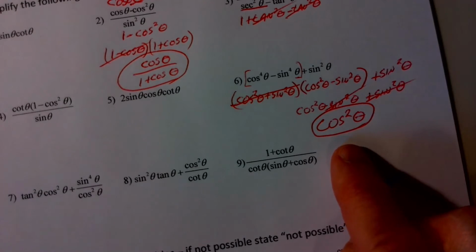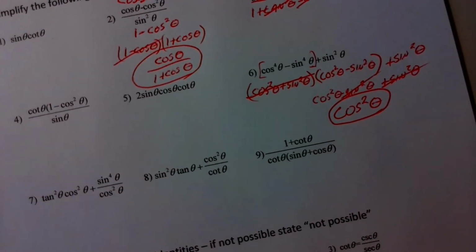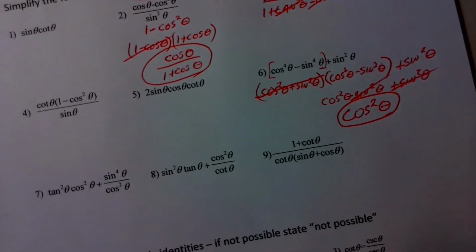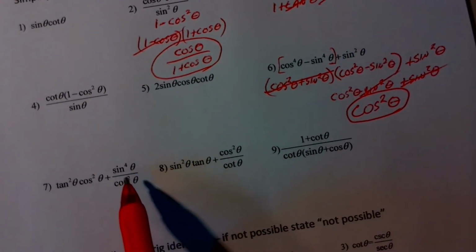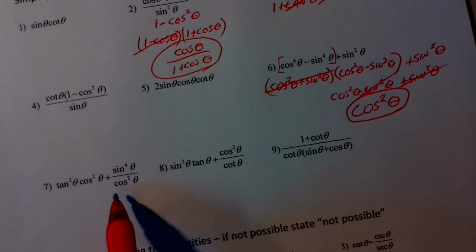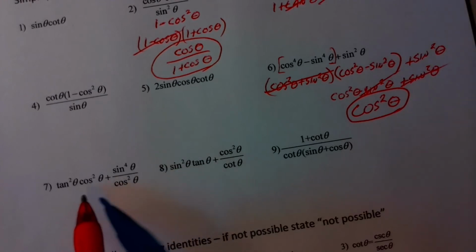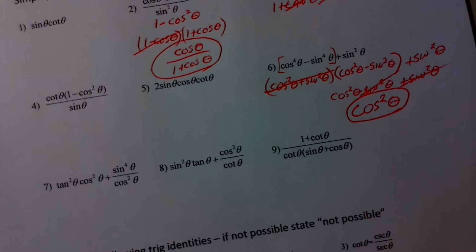And so you can go ahead and try number 7 on your own. 7's kind of challenging, but not too bad. Think about this sine to the 4th theta and this tangent squared theta, cosine squared theta. And think about, what could I do with this? Maybe just getting them all over the same terms.